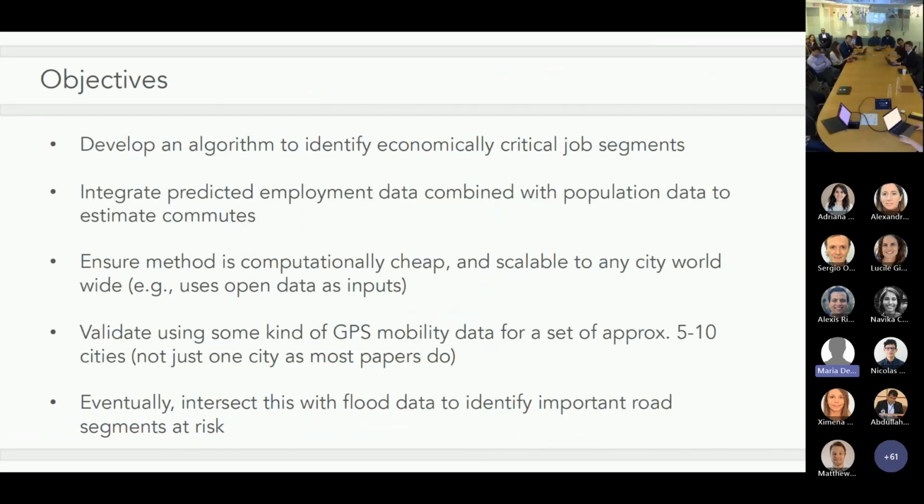So what was the objective? We want to develop an algorithm to identify these critical road segments. We want to use the predicted employment data and population data to weight this, in a sense, to capture important road segments for commutes. We want to make sure it's computationally cheap and scalable, using open data again. We need to validate this somehow, using some kind of GPS mobility data to convince us that the road segments we identify are in fact important congested road segments in general. And we eventually want to intersect this with flood data. Okay, I'm going to hand over to you.